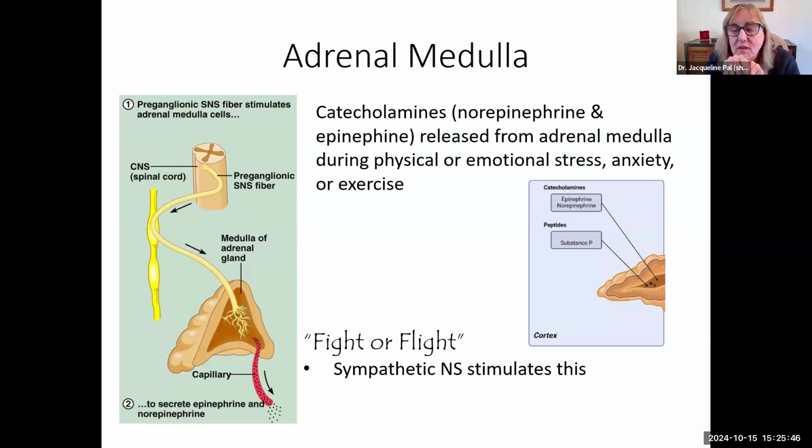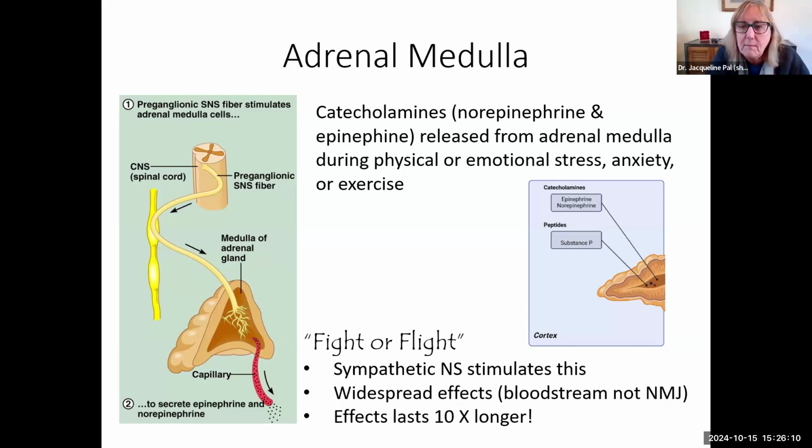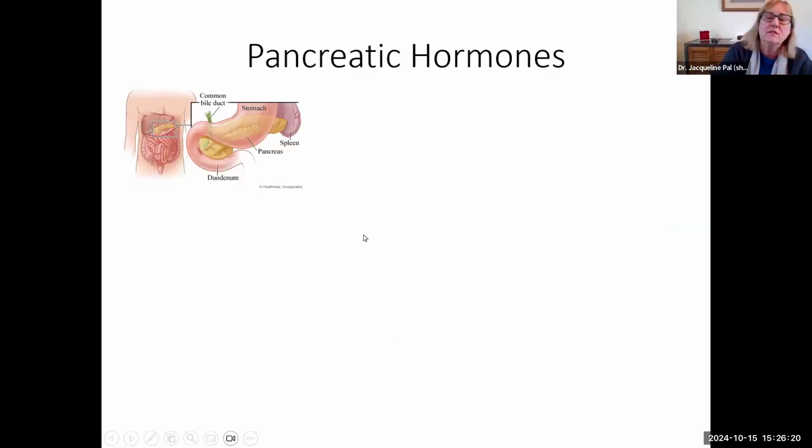So not only do we have it acting on your blood vessels, to raise your blood pressure, acting on your heart, to increase your heart rate, acting on your airways, to increase your airways, acting on your pupils, to give you far vision, acting on your skeletal muscle to increase your blood flow. All those were local things. Now we have these systemic bloodstream effects. So we have a lot longer effects going on. Okay, we're done with the adrenal gland.